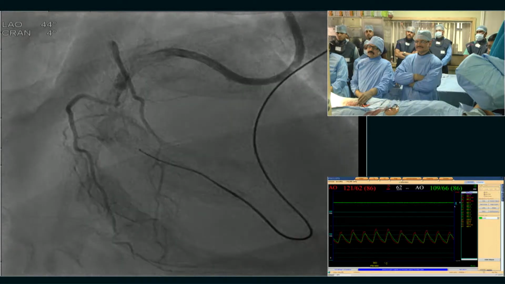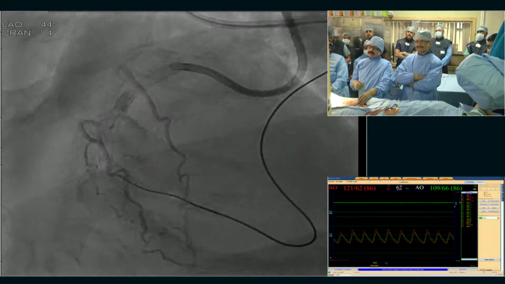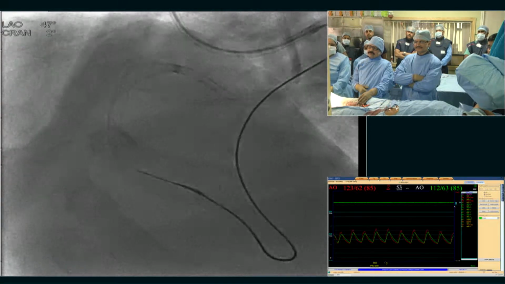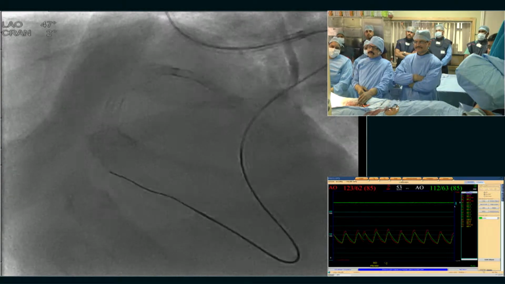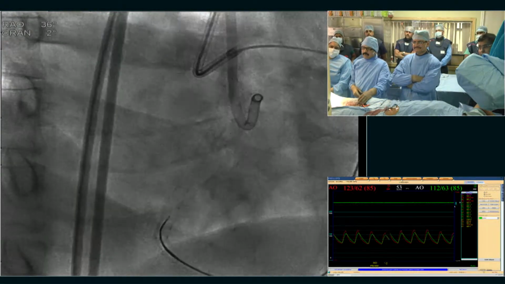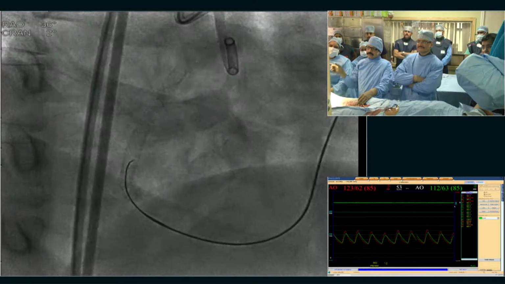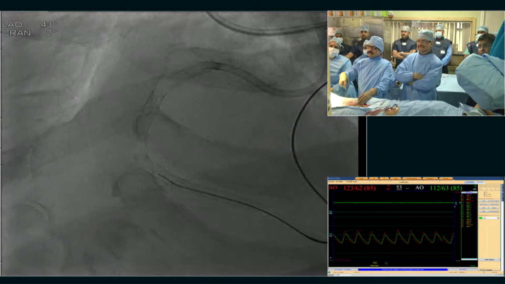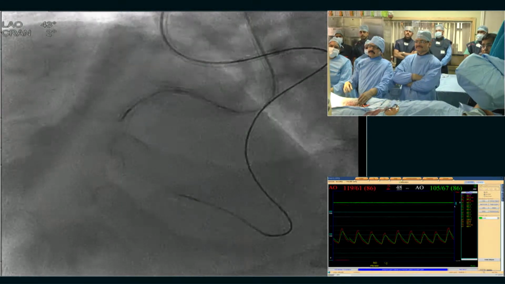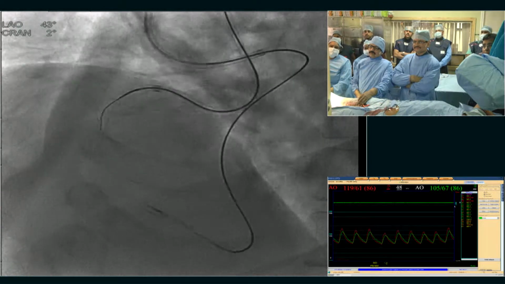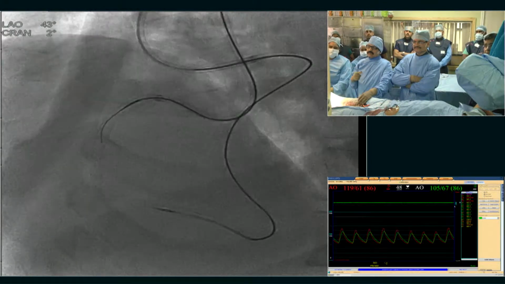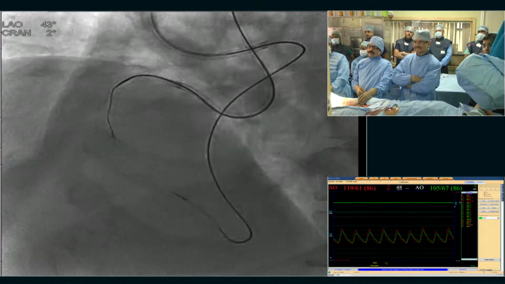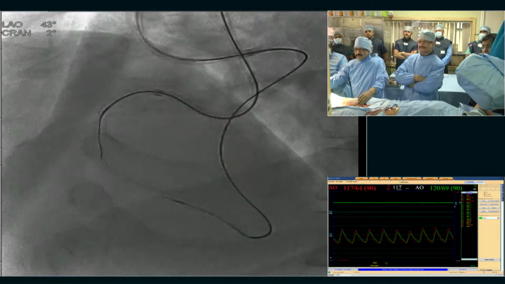So we struggled quite a lot for 1 hour, not able to cross the tissue, very hard tissue there. Then the antegrade bed preparation has been done. Corsair 135 with a Gaia 1 we preferred. And we want to do a reverse cut.